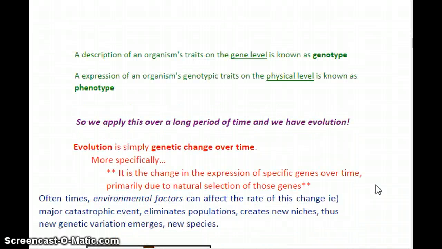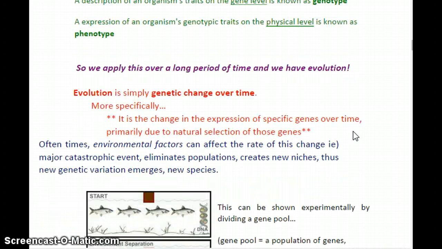So we've reviewed mutation. We've reviewed kind of what genes are and where they exist in the cell and what they do. So, some terminology that's important. If we're talking about an organism's traits on a gene level, we're talking about its genotype. So what your genes say about you is your genotype. On the physical level, so basically how those genes are manifested, is your phenotype. So why are these things different and why do we need to make a distinction between them? We're going to see as we keep going.